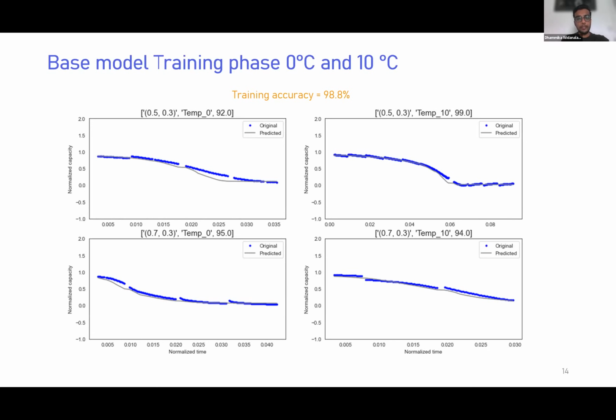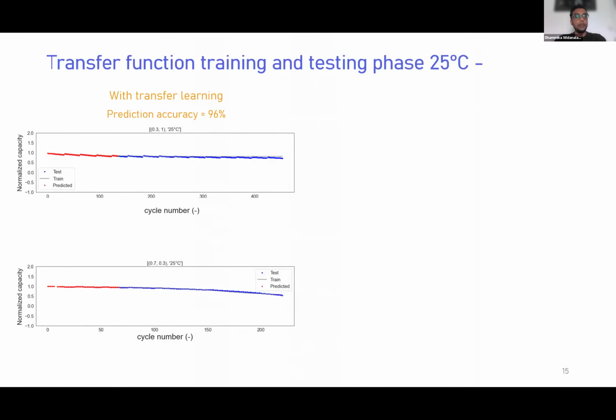Right. Okay, once that was done, we then applied this transfer learning method on the 25 degrees case and wanted to evaluate the performance based on training the model on 30% of the data from 25 degrees. So the red region that you're seeing here is the 30% of the data. And again, I'm only showing 2 conditions for the 25 degrees.